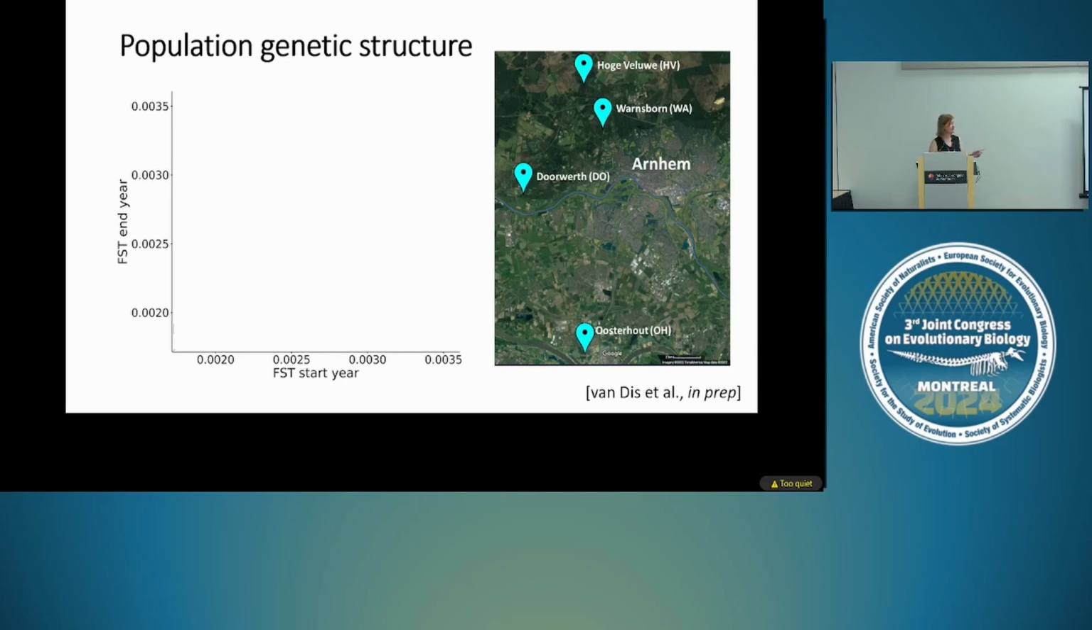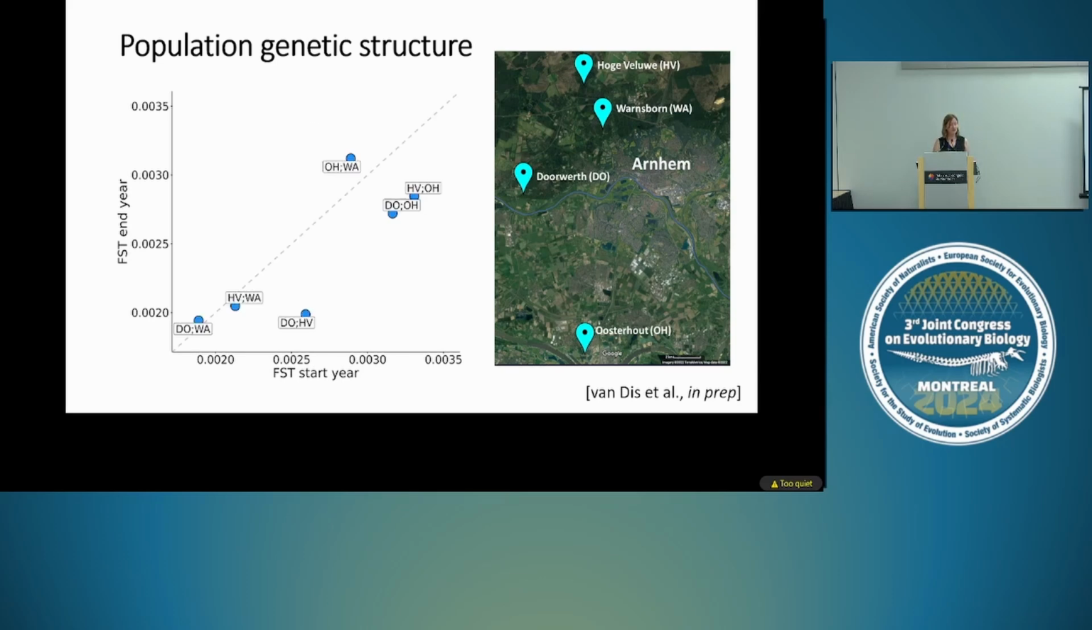From the axes of this figure, you can already see that the FST values were very low, and combined with this very high genetic variation, we think this indicates that these populations must have a very large effective population size, which of course makes selection more effective, so it could be a driver of this rapid adaptation.